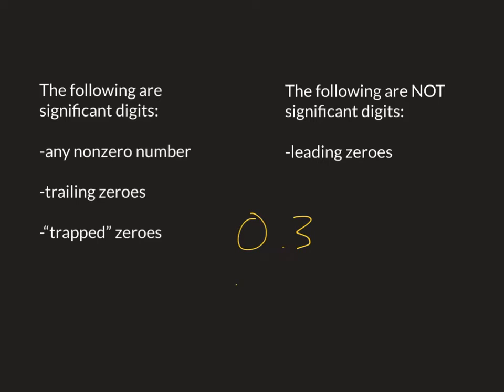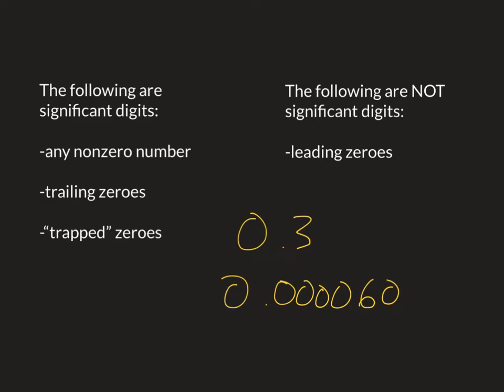If I had something like that guy there, this has 2 significant digits in it. None of these zeros count. These 5 zeros here, they're all leading zeros. We don't count them, but it has 2 significant digits, which are the non-zero and then a trailing zero. So the best way to sum up significant digits is every number is a significant digit except a leading zero.